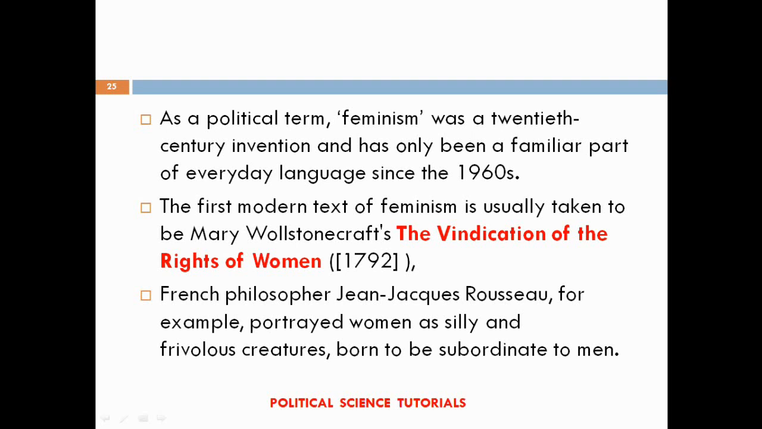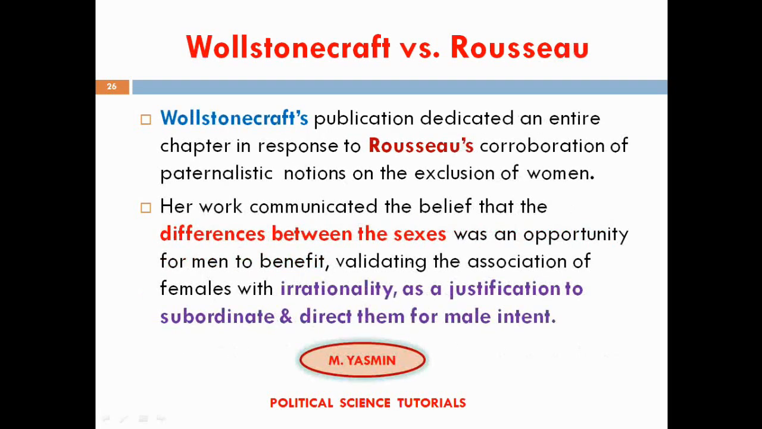We all know that French philosopher Jean-Jacques Rousseau's political theory was one of the theoretical guides behind the French Revolution. But he portrayed women as silly and frivolous creatures born to be subordinate to men. Now let us come to the point of Wollstonecraft, who is considered the first modern feminist, and why she is considered so.